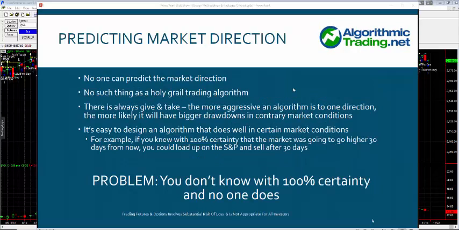Okay, so now I'll start talking about our design methodology, but first I'd like to just comment on predicting market direction and trading algorithms in general. So obviously, no one can predict the market direction with 100% certainty. There's no such thing as a holy grail trading algorithm. There's always give and take.